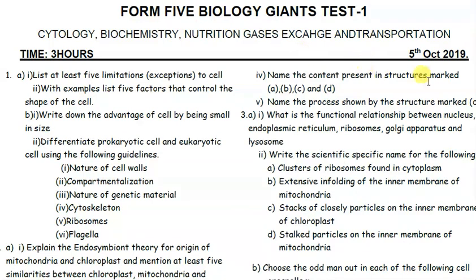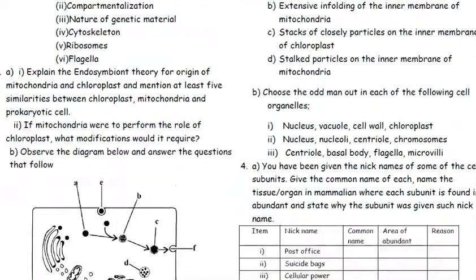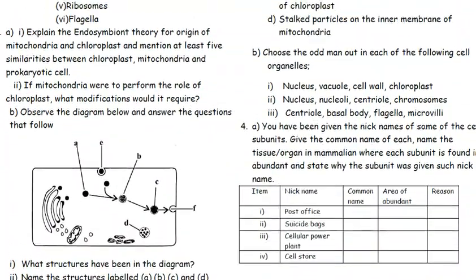So this was the Form 5 Biology test, which I made when I was in a secondary school. When I was there for temporary teaching in September 2019, I composed this paper for my students. Now we have question 4 here, where you find a nickname of the organelle and then the common name of the organelle, the area of abundance, and the reason.